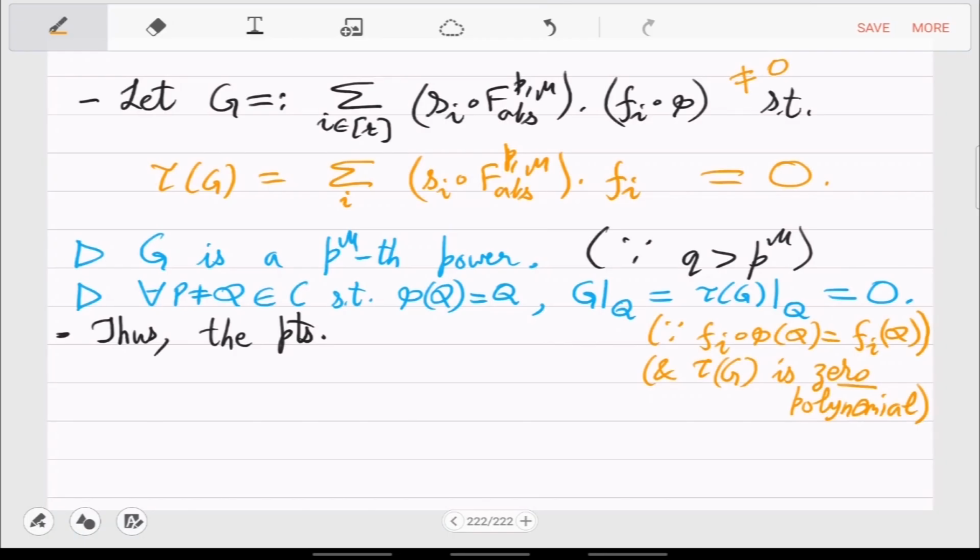That's the magical thing. So we have actually constructed a polynomial G which contains all these roots that we want to count. Now all we have to do is control the degree of G. What is the degree of G?